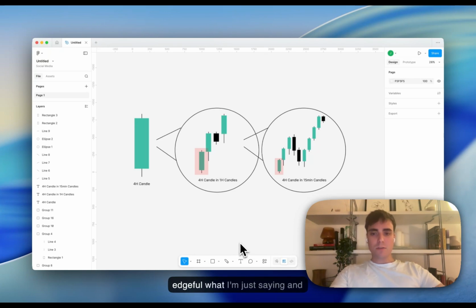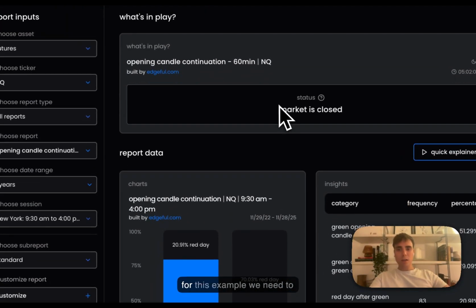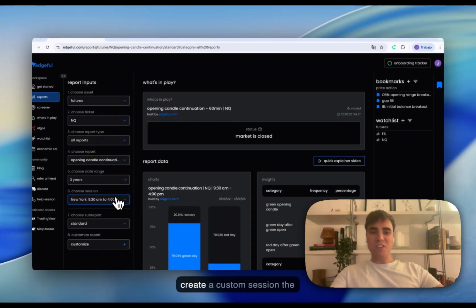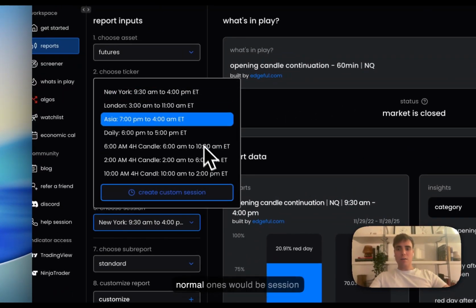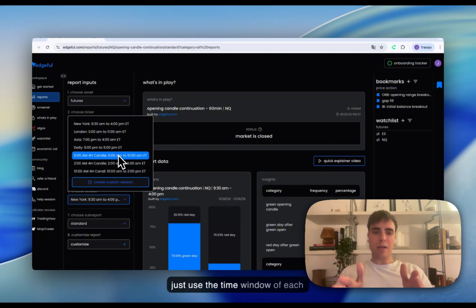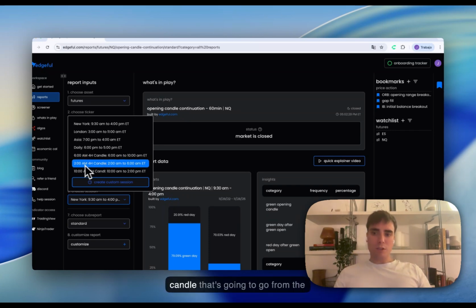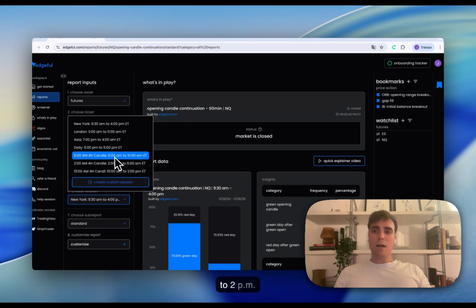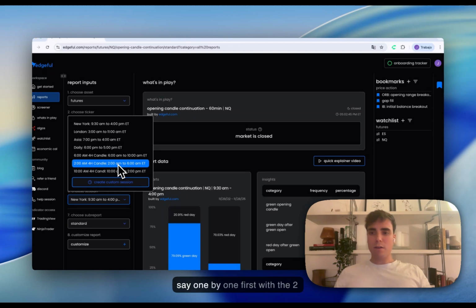If we check on Edgeful, for this example we need to create a custom session. The normal ones would be session times like New York, London, Asia, but here we want to use the time window of each of the 4 hour candles. So we create one for the 2 a.m. candle that goes from 2 a.m. to 6 a.m., the 6 a.m. candle from 6 a.m. to 10 a.m., and the 10 a.m. candle from 10 a.m. to 2 p.m. Then we select them one by one, first with the 2 a.m.